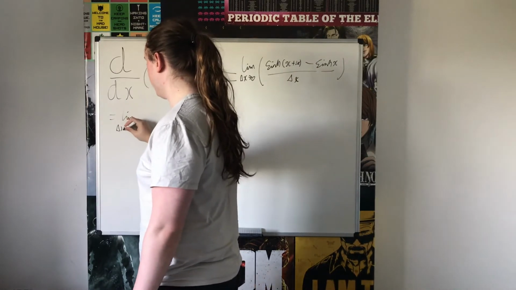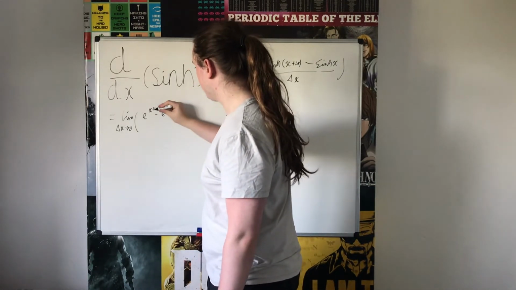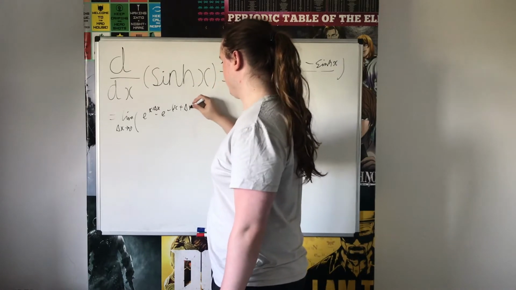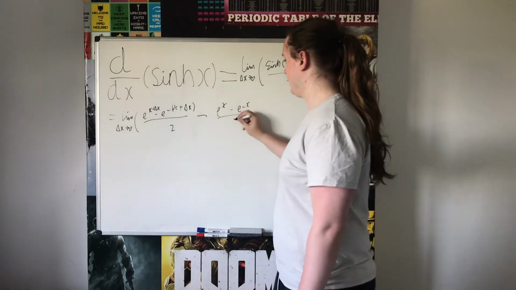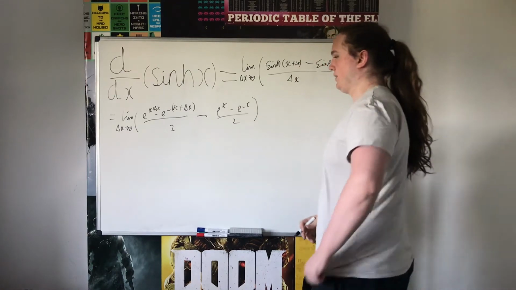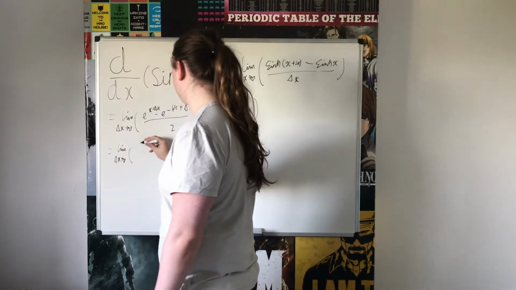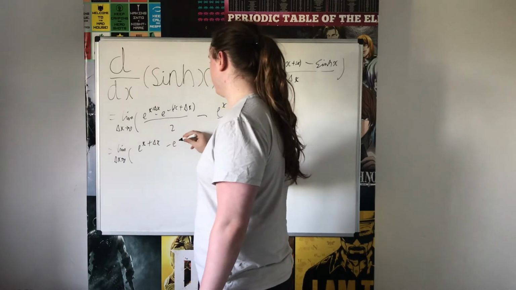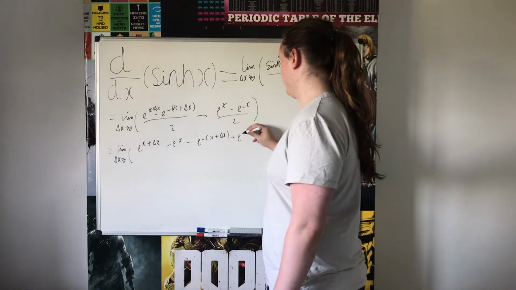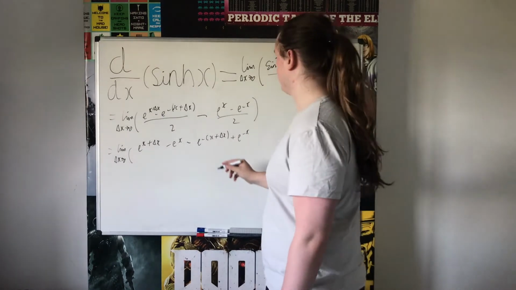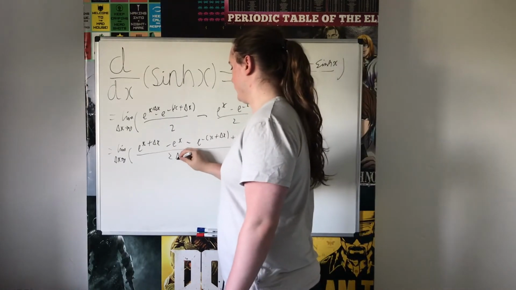So this is the limit as delta x approaches 0 of e to the x plus delta x minus e to the minus (x plus delta x) over 2, subtract sinh of x, which is e to the x minus e to the minus x, over 2. And now if we combine these two fractions, we get the limit as delta x approaches 0 of e to the x plus delta x minus e to the x, minus e to the minus (x plus delta x) plus e to the minus x. This should have been multiplied by 1 over delta x, and so this should all be over 2 delta x.